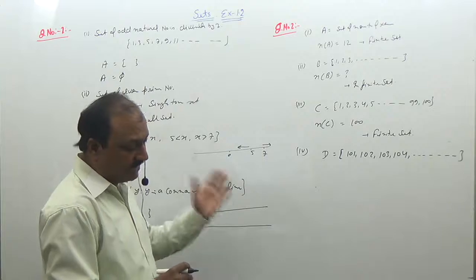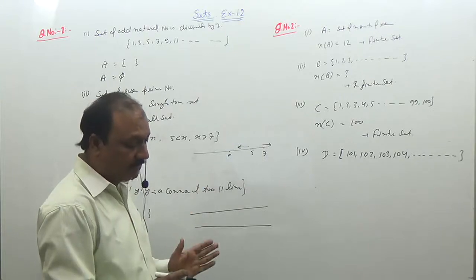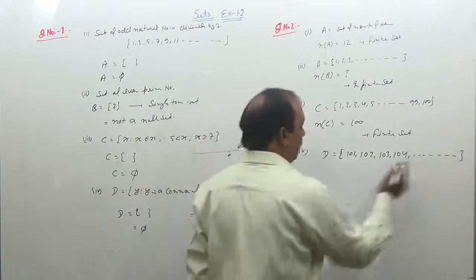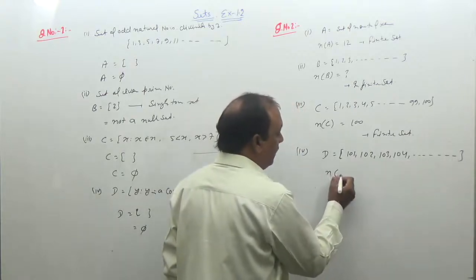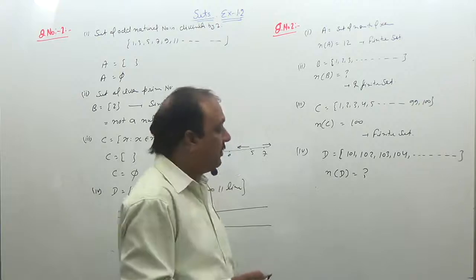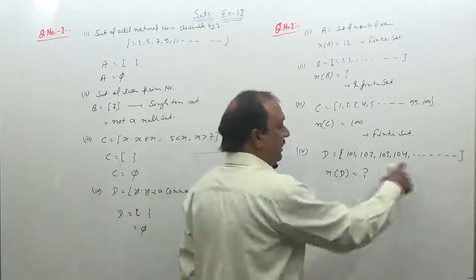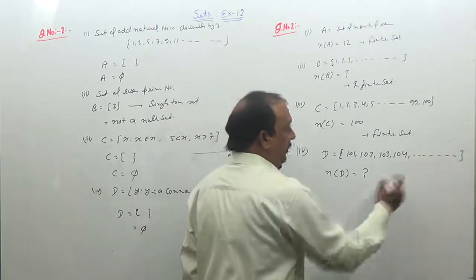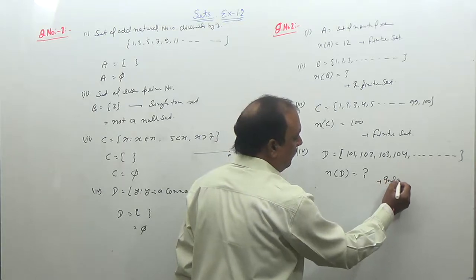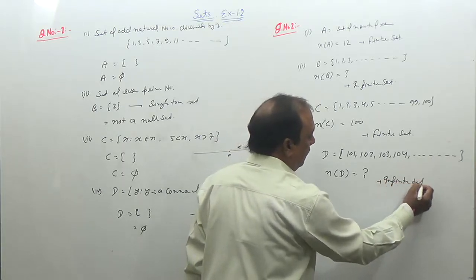So this one is the set of positive integers more than 100, and so on. The number of elements of D we cannot count. So there is no ending point. So this one is an infinite set.